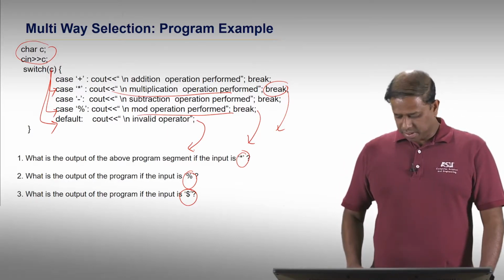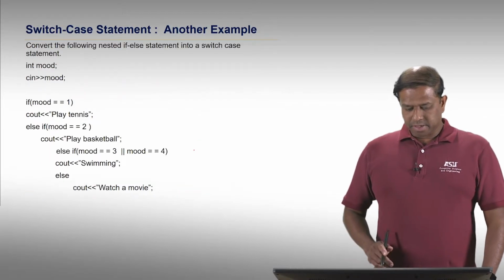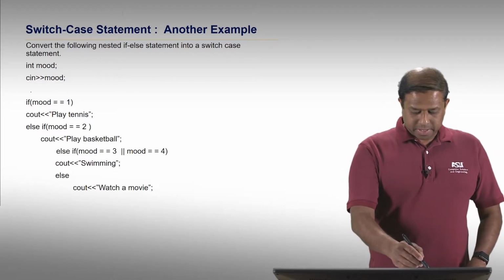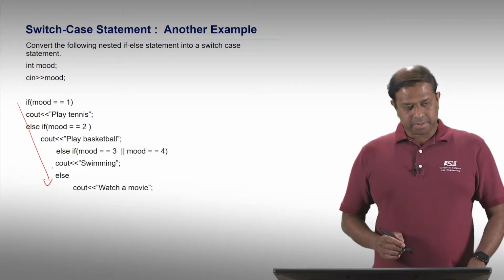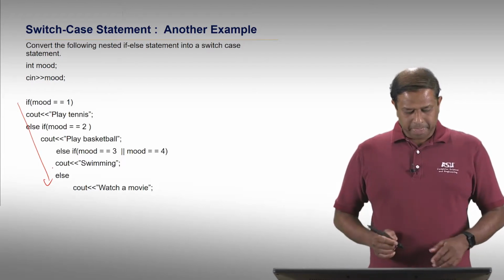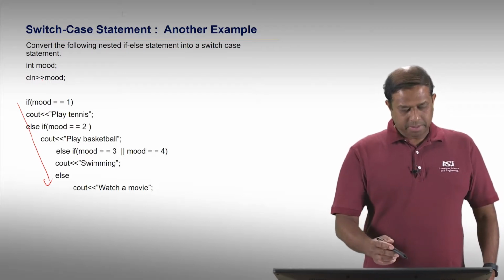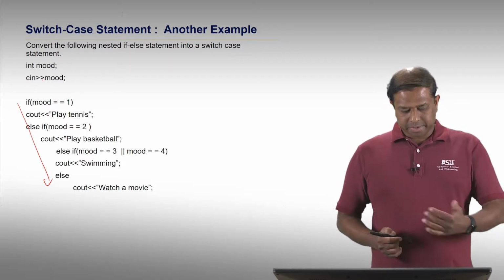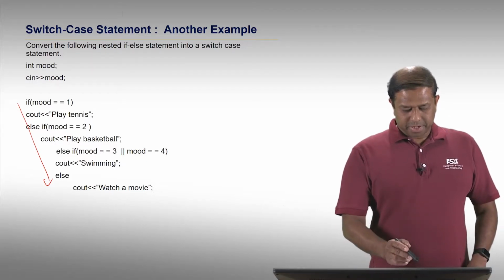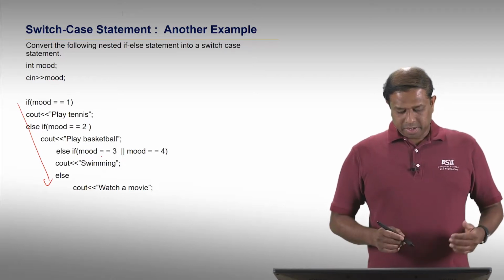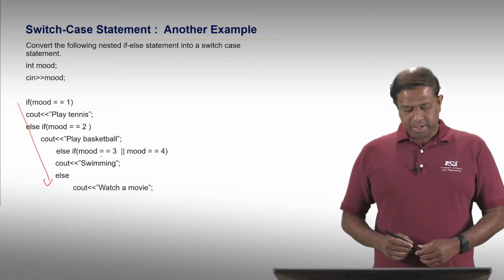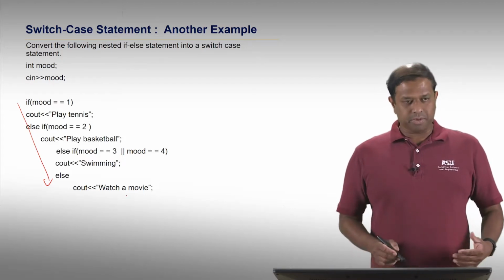All right, so that's how we can use character related control statements to control the behavior of the switch case statement. Let's take one more example and see how we can convert a nested if else statement to a switch case, and then compare and contrast the two versions. Now in here, we are reading the mood of a person as an input number. If the mood is 1, we are going to say play tennis. If mood is 2, we say play basketball. If mood is 3 or 4, we say go and do swimming, otherwise watch a movie.